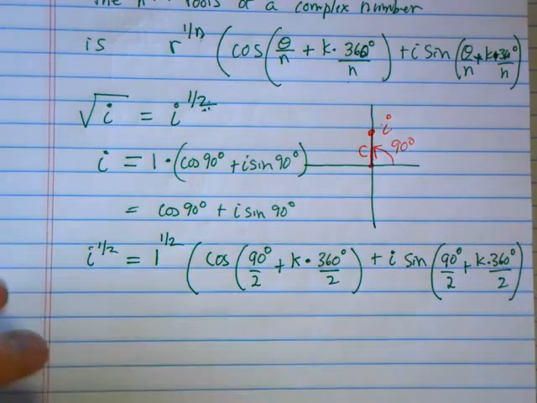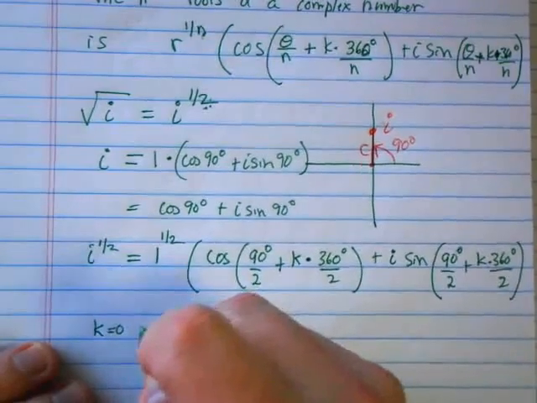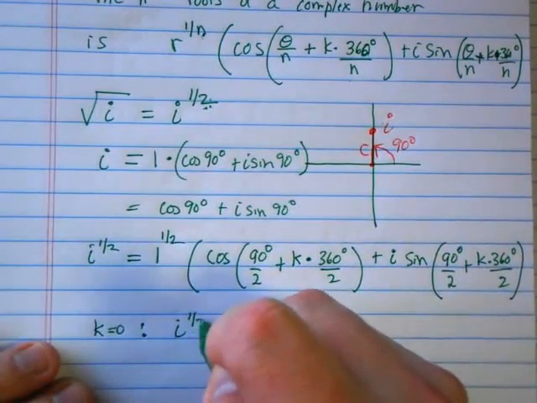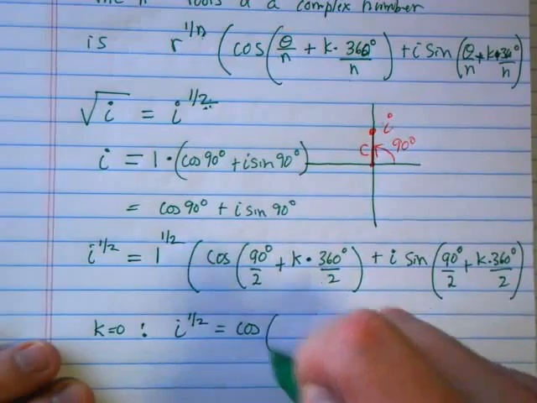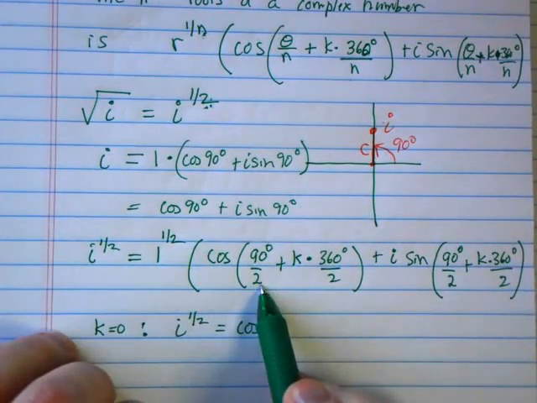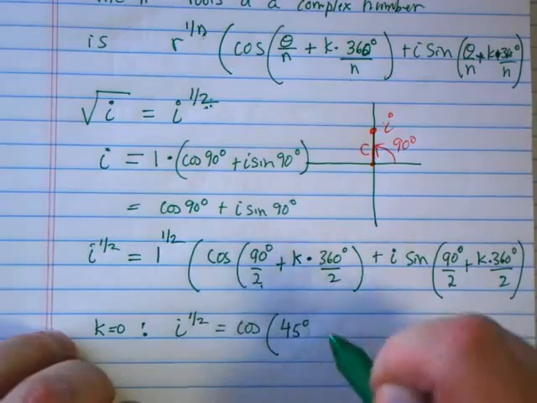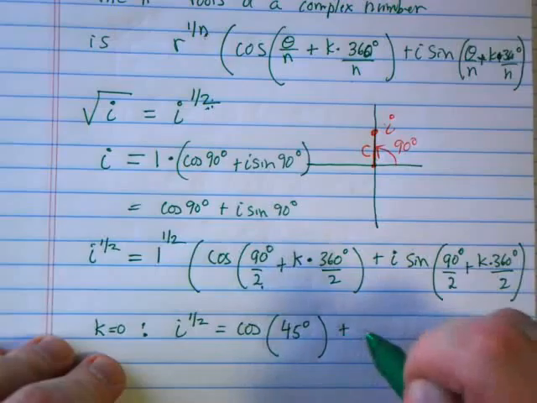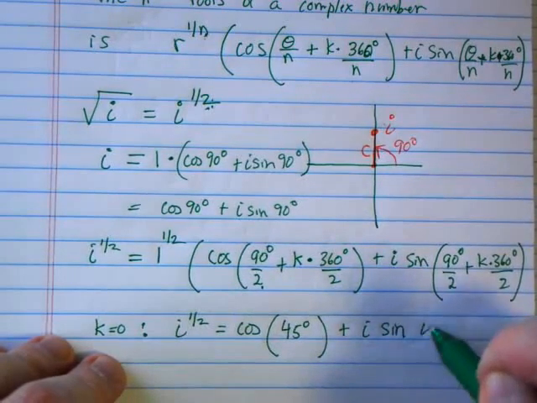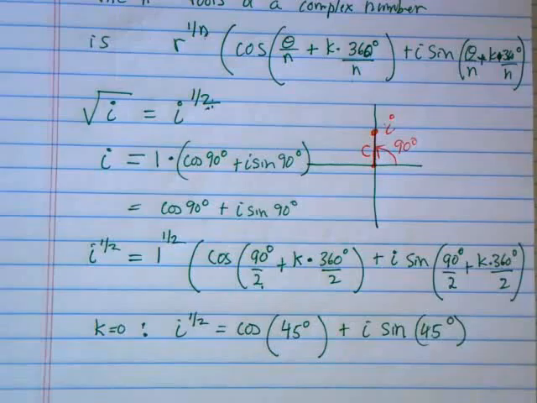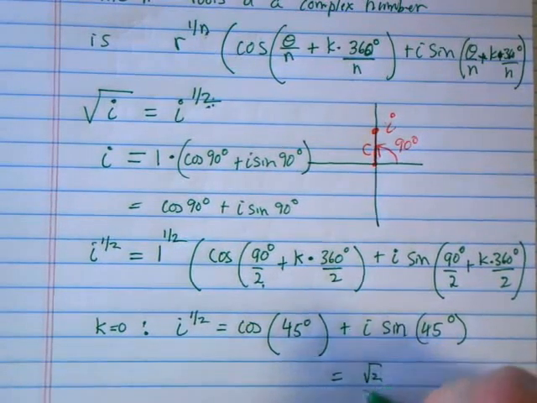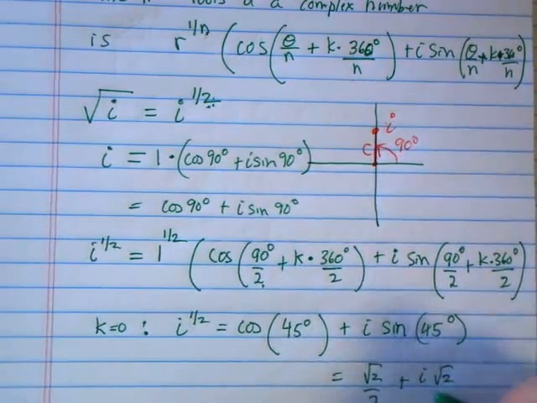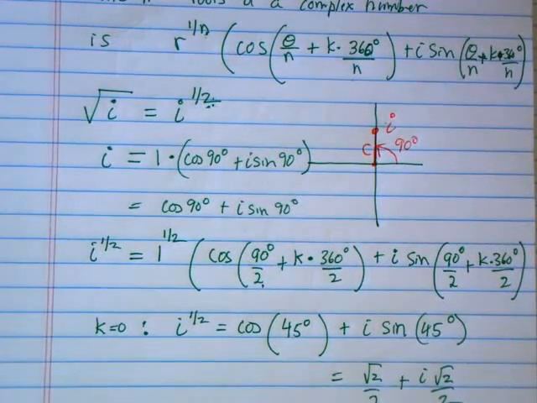All right, so we plug in 0. K equals 0. So I to the 1/2 is cosine of 90 degrees divided by 2, which is 45 degrees. And when I plug in 0 here, I'm just going to get 0. Plus I sine 45 degrees. So there's one of the square roots of I. And if we wanted to, we could write that as square root of 2 over 2 plus I square root of 2 over 2. So there's the square root of I.